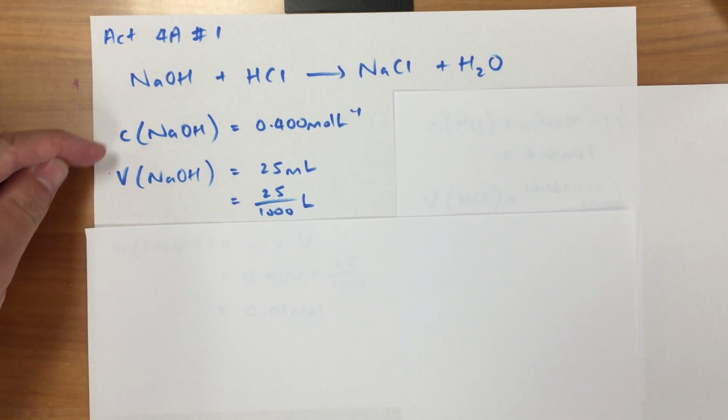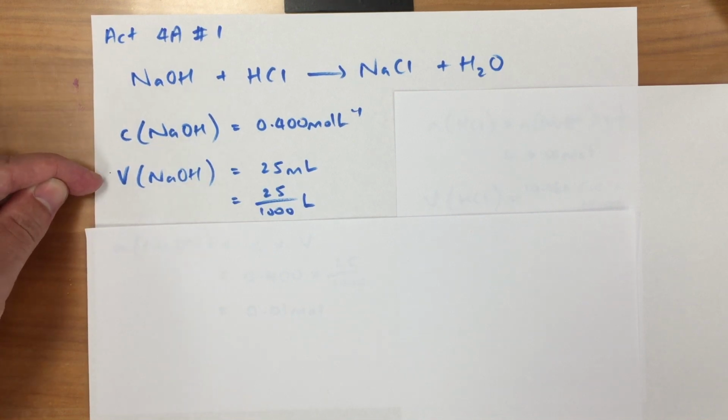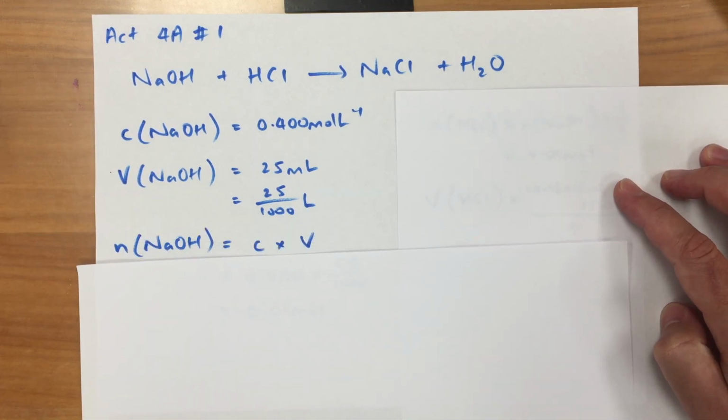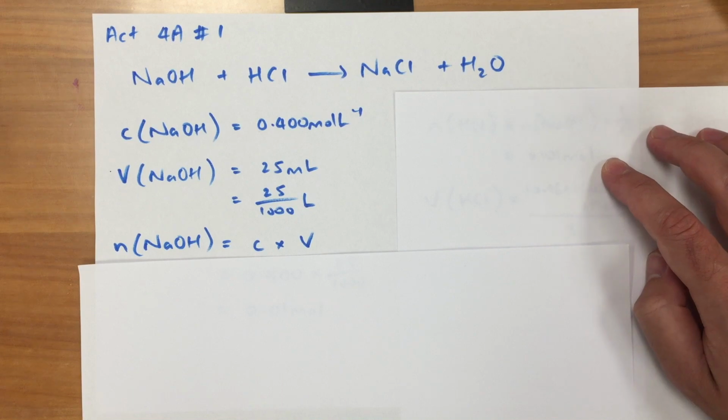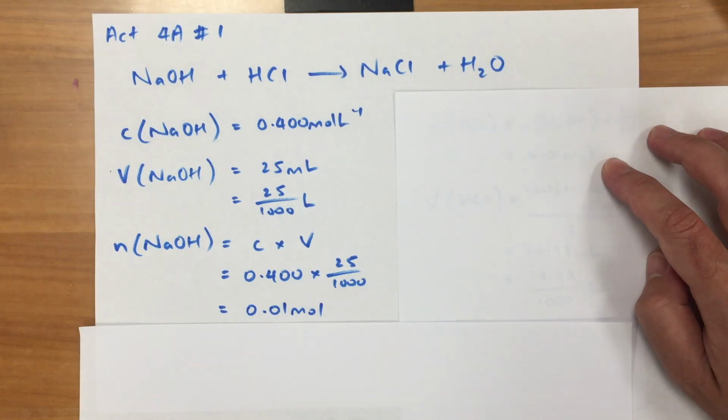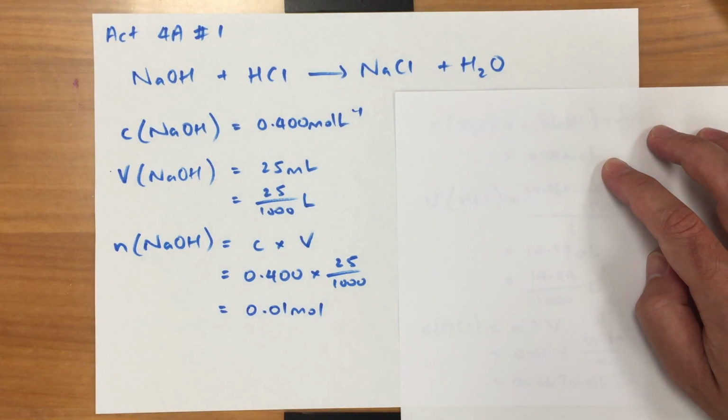As we have the concentration and volume of sodium hydroxide, we can work out the number of moles that was present in our reaction. So, number of moles equals concentration times volume. Our concentration was 0.400 mol per litre, and our volume was 25 over 1,000 litres, giving us 0.01 mole of sodium hydroxide used in this reaction.